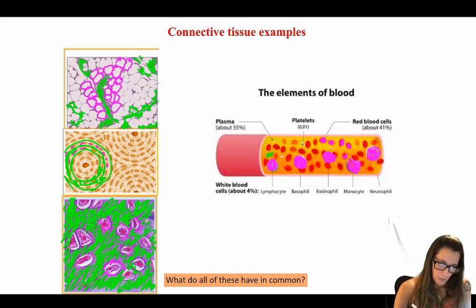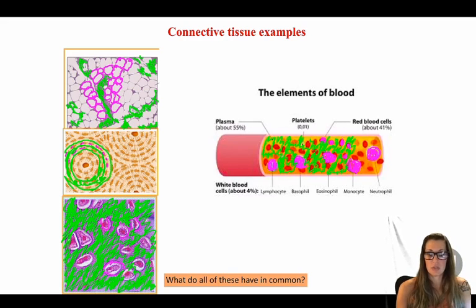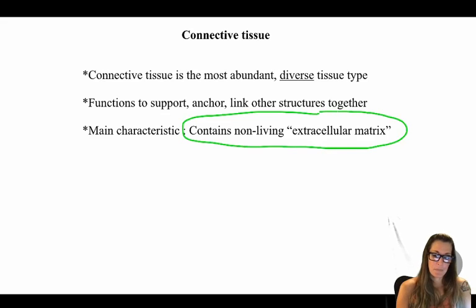Looking at all these different examples that I've given you, the cells are surrounded by this stuff, and I'm telling you it's not cells. So if it's not cells, what does that mean? Living or non-living? It means it's not living. In connective tissue, the cells of every type are surrounded by what's called a non-living extracellular matrix. This is an identifying characteristic of connective tissue.